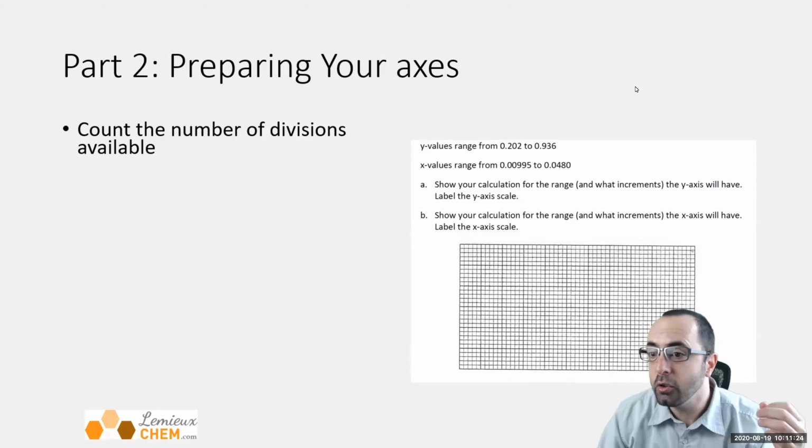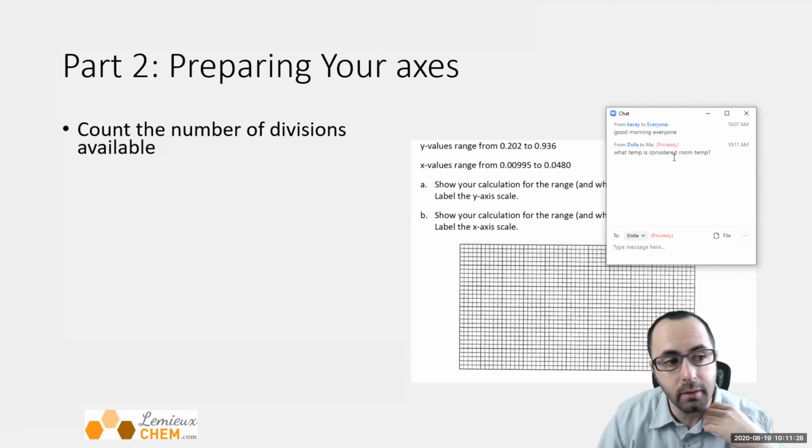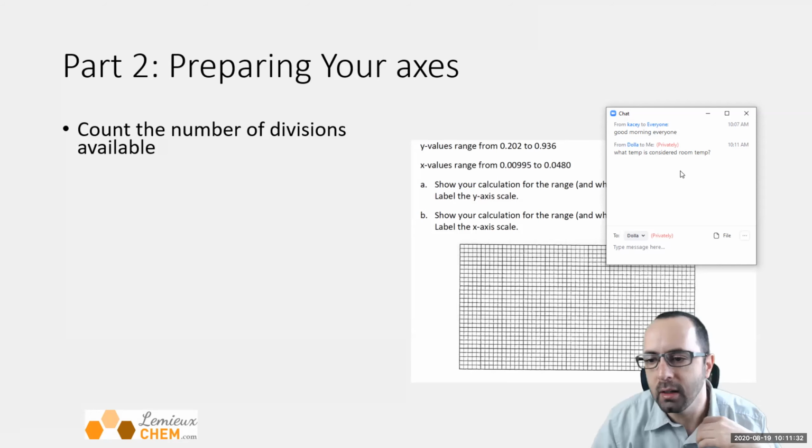What temperature is considered room temperature? Room temperature is about 20 Celsius, or 20 Celsius is around 70-ish Fahrenheit. So yeah, we'll learn more about metric variables.